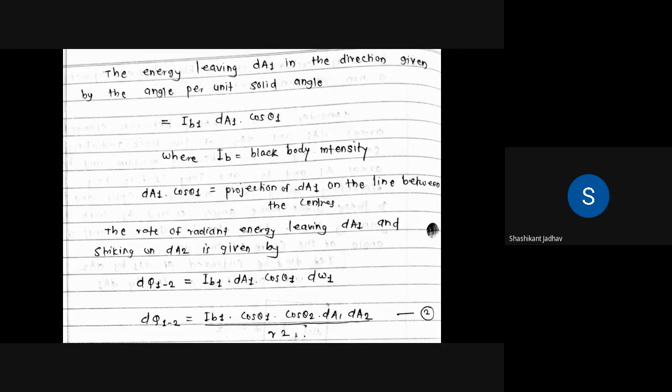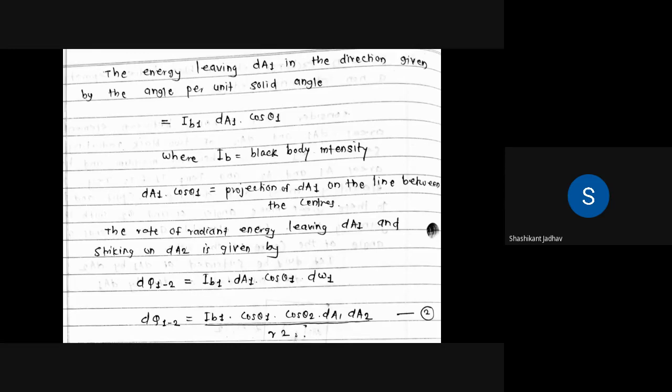So the equation becomes dQ1 to 2, that is the energy leaving from dA1 and striking on dA2. dQ1 to 2 is equal to IB1 into cos theta 1 cos theta 2 dA1 dA2 divided by R square. Instead of d omega 1, we have written the equation of the solid angle, and that value we have to put into this equation. And we get the equation dQ1 to 2 is equal to IB1 into cos theta 1 into cos theta 2 into dA1 into dA2 divided by R square, and that is equation number 2.